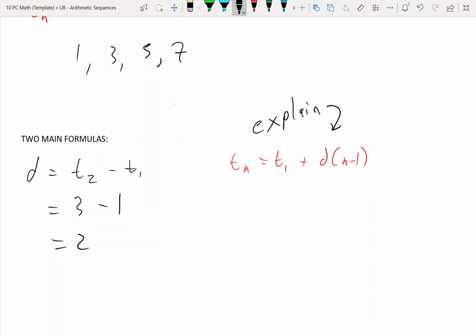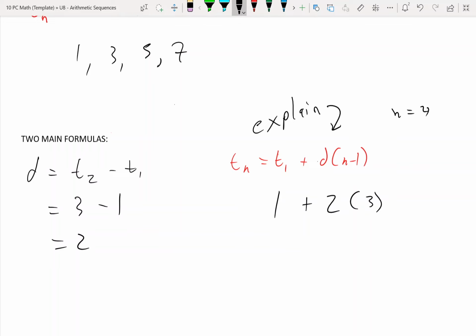For this formula, we are finding the final number. To do that, you start with the first number, so in this case it's 1. And then you need to add the difference, which we said was 2. But how many times do you add 2 to it? Even though it's the 4th number and n is 4, we're not going to add 2 four times, because that would give us 9, which is too far. What we need to do is 4 minus 1, so we only need to do it 3 times.